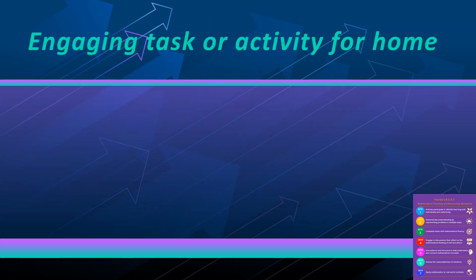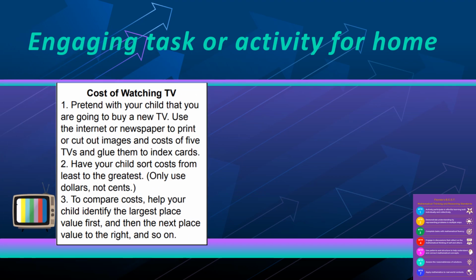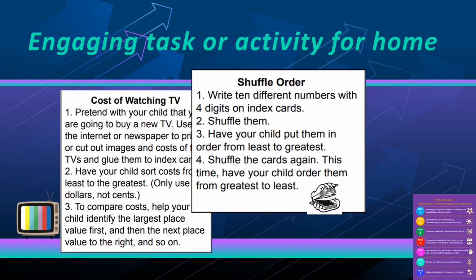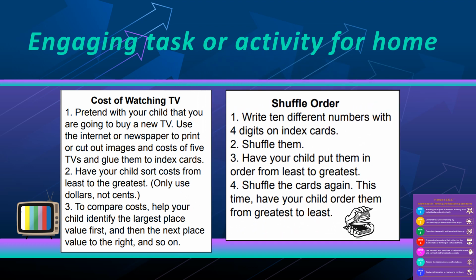I'm sure many of us have had families, parents, tutors, and after-school programs ask us, how can we help our students at home or out of school? These are two really engaging and fun activities that can be done at home with minimal materials. First one is a real-life example of cost of watching TV and purchasing a television. They compare costs and amounts of money that would be spent. And our other one, all you need is a deck of cards to create numbers with 4 digits and have students order them from least to greatest.